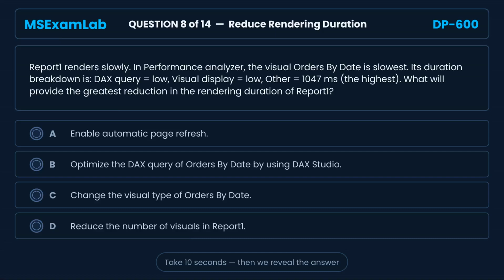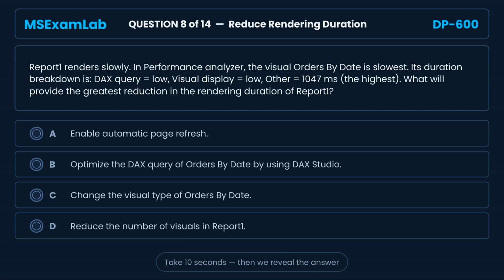Question 8 of 14. Report 1 renders slowly. In Performance Analyzer, the visual orders by date is slowest. Its duration breakdown is DAX query equals low, visual display equals low, other equals 1047 milliseconds, the highest. What will provide the greatest reduction in the rendering duration of Report 1?